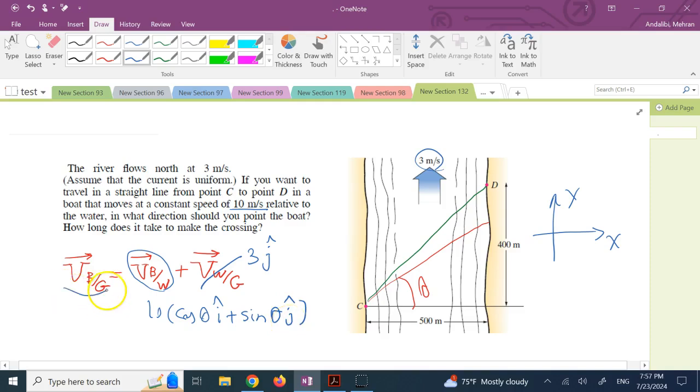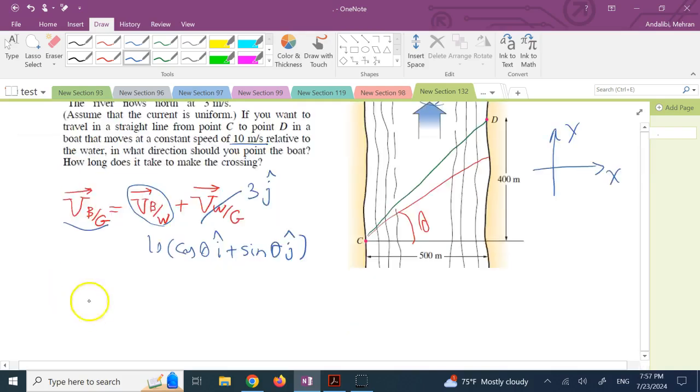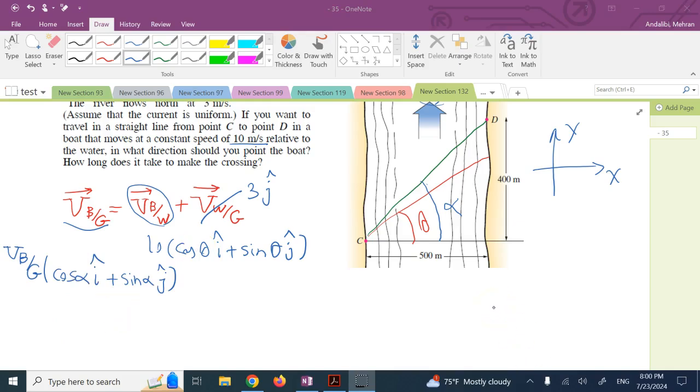And what do I know about velocity of the boat with respect to the ground? Well, I don't know how fast it is, but I know it's along this green line, right? So I can write this as velocity of the boat with respect to the ground, the magnitude of it, which I don't know, times what? Cosine of the angle of the green line, which is alpha, if I call it, in the i direction, right? So let's write it, cosine of alpha in the i direction, plus sine of alpha in the j direction, okay?